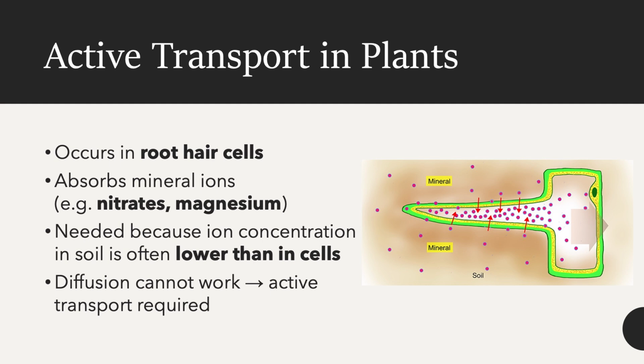In plants, root hair cells absorb mineral ions such as nitrates and magnesium ions from the soil, even when the concentration in the soil is lower than inside the root hair cell. Diffusion cannot occur in this situation, so active transport is required.